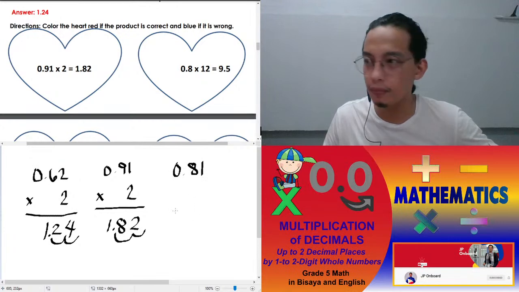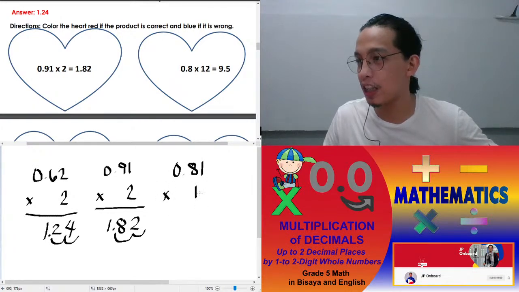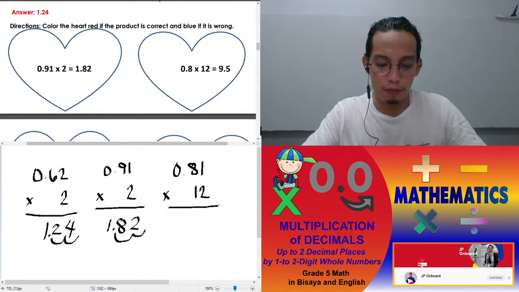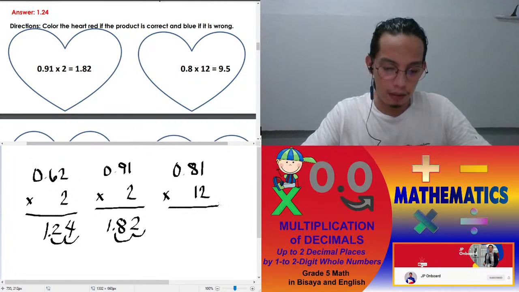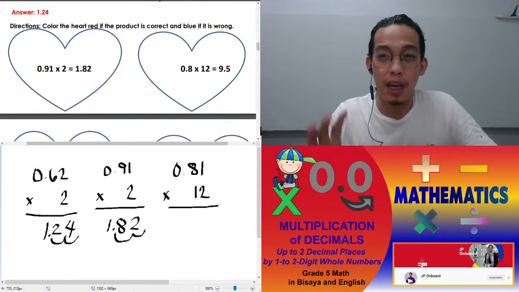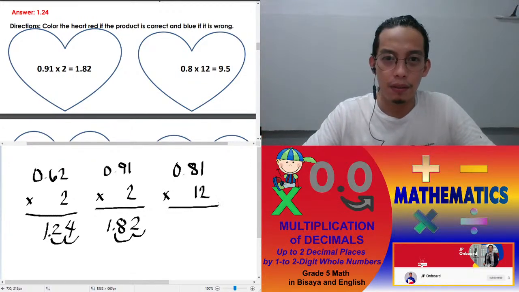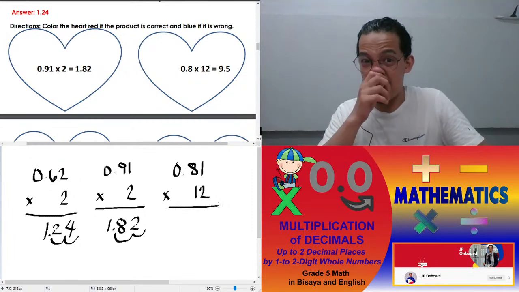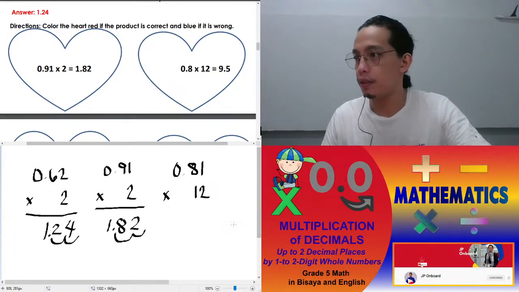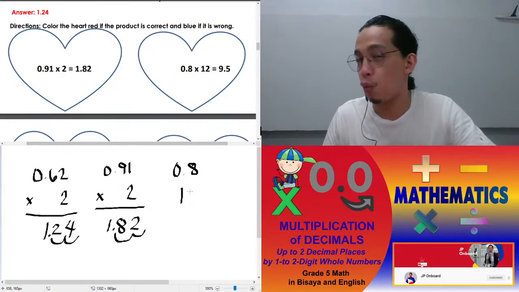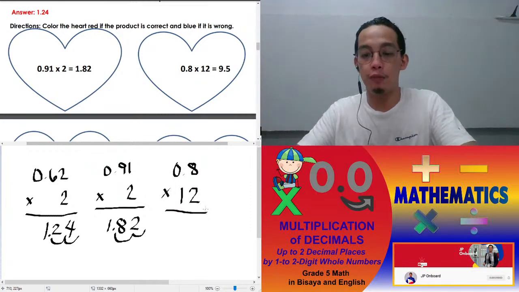0.81 times 12. Kani siya duwa na kabuok ang iyahang factors. Okay. I mean, doon na mo kayahang places, digits, right? Oh, I'm sorry, wrong akong select. It's just 0.8 times 12. Okay, so let's try to multiply it.